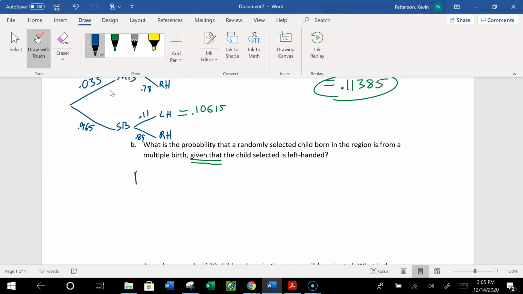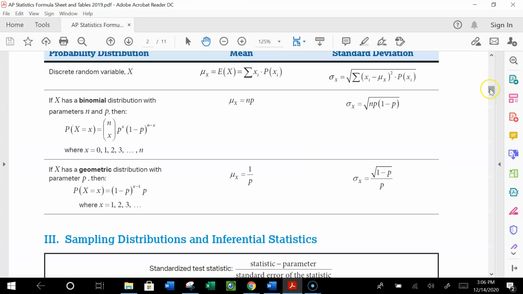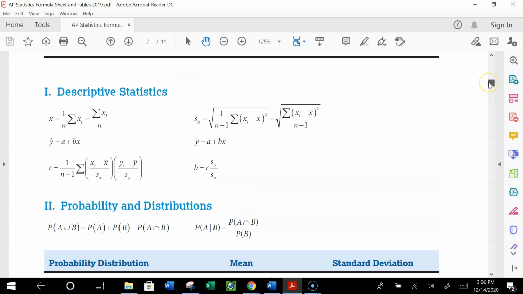So we're still looking for the probability of a multiple birth child given that they are left-handed. And usually when you're given these conditional probabilities like that, you're going to have to take a look at your formulas. Now, the nice thing about the formula sheets that were updated this particular year is they're pretty organized, and we have this conditional probability formula right here that they can refer to. So you don't even have to memorize this.